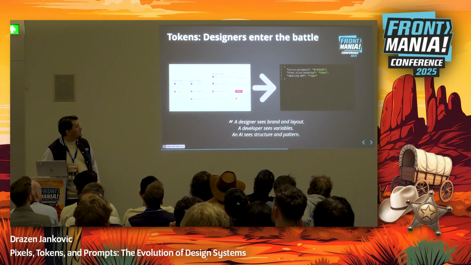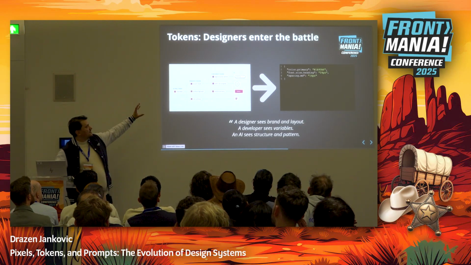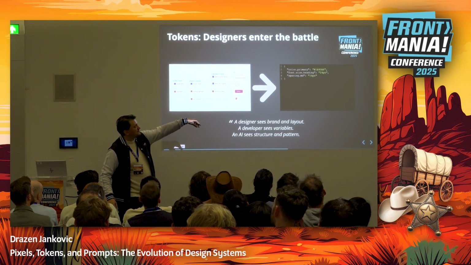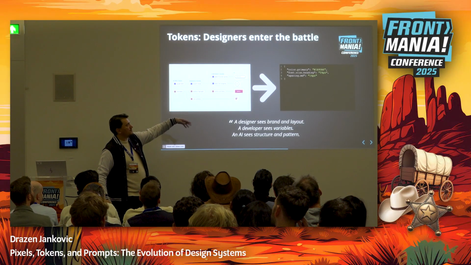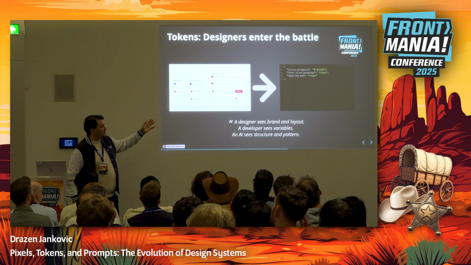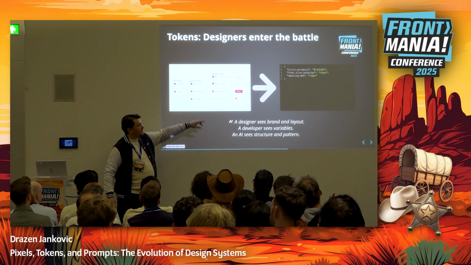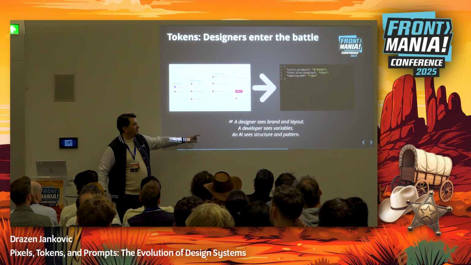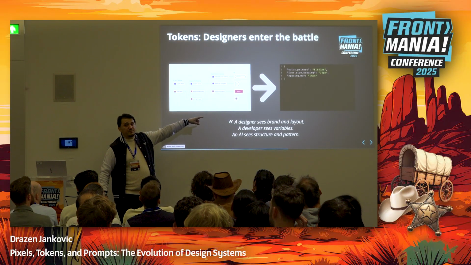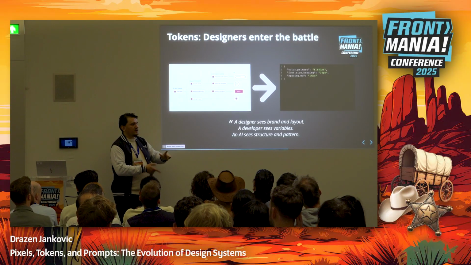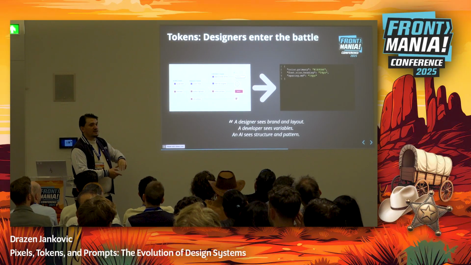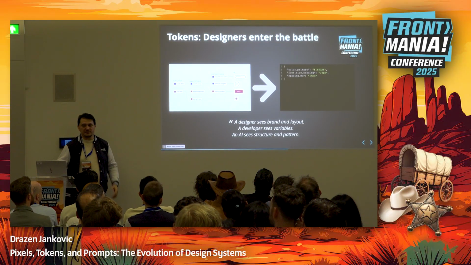How does that look in principle? Well, basically, if this is your Figma, it will output a JSON file saying, hey, this is my color primary, these are my fonts, and so on. For a designer, they see brand and layout. A developer will see the variables they need. And for AI, that's a very nice pattern. If it can recognize what is a color, what is a font, what is a spacing, and so on, it can learn other things that are needed.